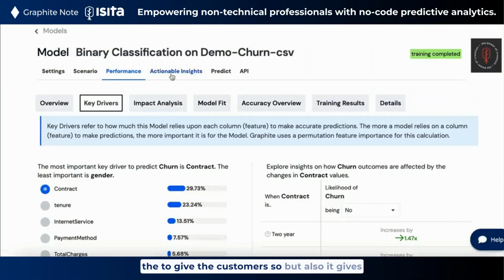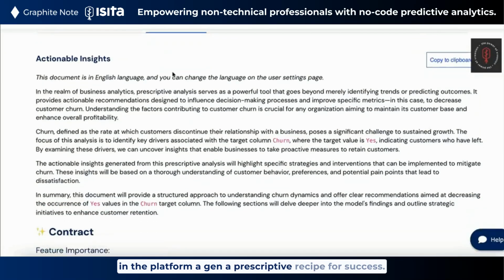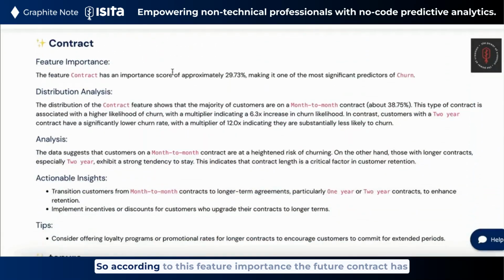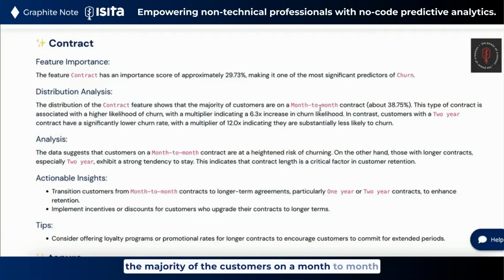But it also gives you, according to the Gen AI that has been inserted in the platform, a prescriptive recipe for success. According to feature importance, the feature contract has an importance of 2973, making it one of the most significant predictors of churn. It gives you a distribution analysis. The majority of the customers, almost 40%, are on a month-to-month contract. The type of contract is associated with a higher likelihood of churn, with a multiplier of 6.3x, while customers with a 2-year contract have a significantly lower churn rate.